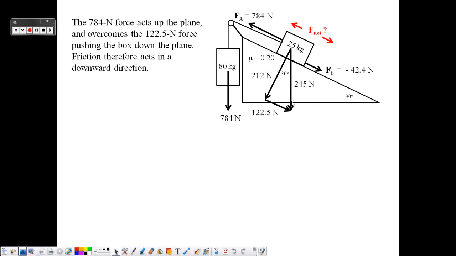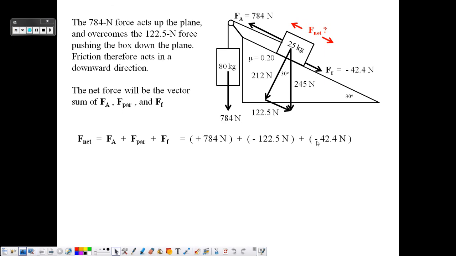Anyway, I can find out what that net force is. The net force will be the vector sum of the forces acting in the dimension parallel to the plane, of which there are three: applied force up the plane, parallel force down the plane, and friction acting down the plane. I'm going to consider the positive direction to be up the plane. That makes both force parallel and the friction force negative. And when I add these algebraically, it turns out to be positive 619 newtons.